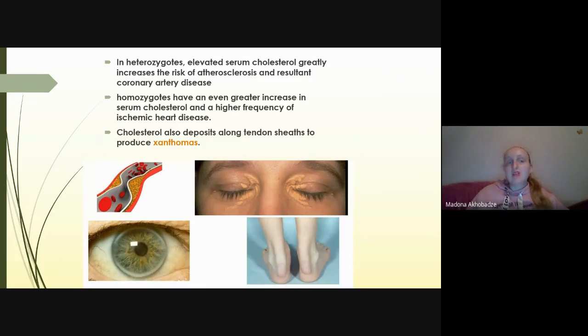Yeah. The xanthomas. So atherosclerotic plaques form not just in the blood vessels, but they're on the skin and the joints as well, and they're called xanthomas, cholesterol deposits along the tendon sheaths.